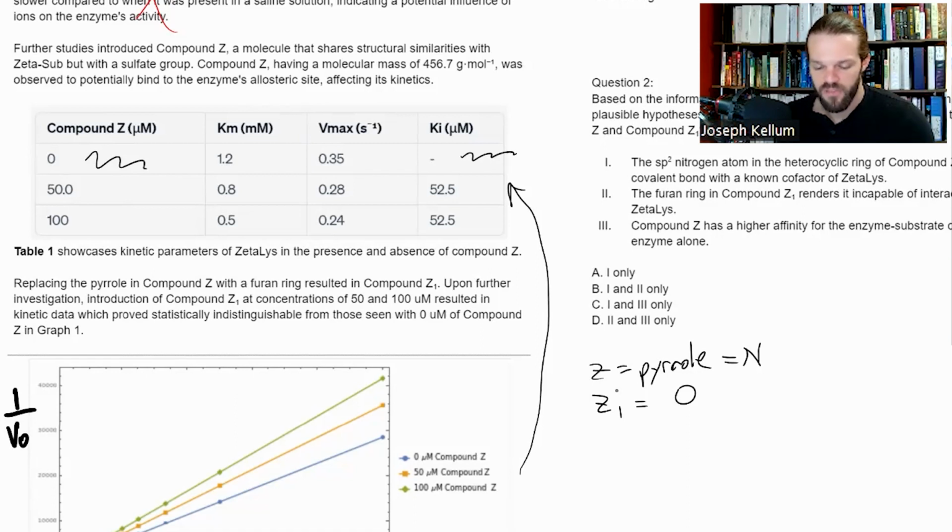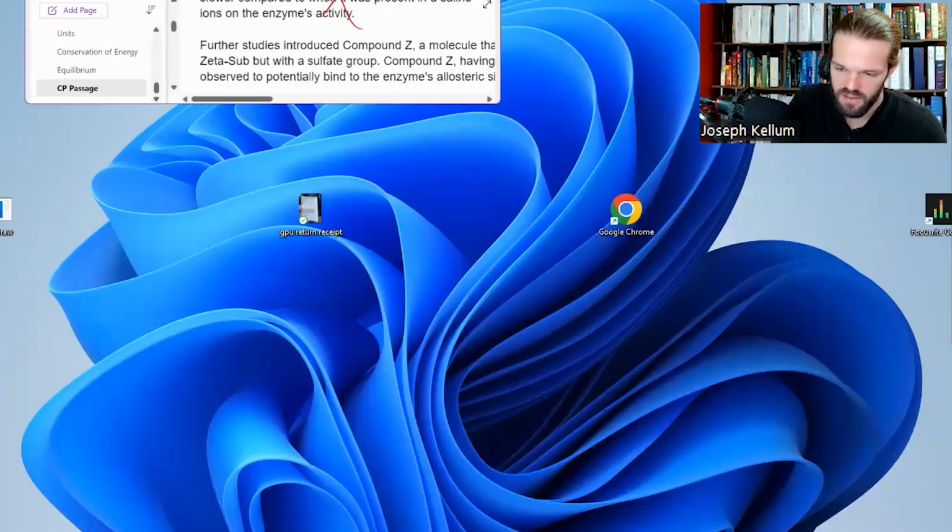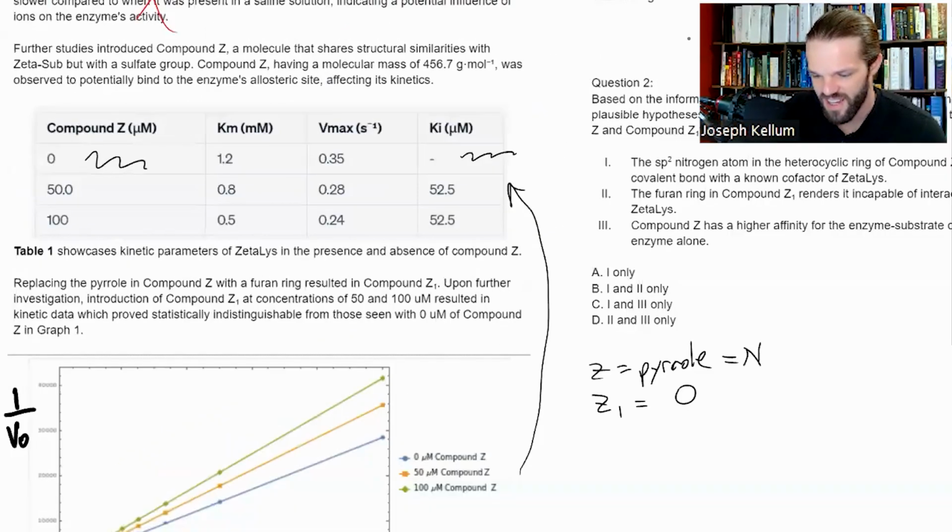So just making note of that. Then the passage goes on to say, upon further investigation, introduction of compound Z at concentrations of 50 and 100 micromolar. Oh, sorry, compound Z1. Whoa. That's annoying. Give me 1 second. I don't know why that happened. Okay. Introduction of compound Z1. I would highlight that here just to make sure that I'm aware that it's talking about Z1 instead of Z up there. At 50 and 100 micromolar, resulted in kinetic data which proved statistically indistinguishable from those seen with 0 micromolar of compound Z in graph 1.